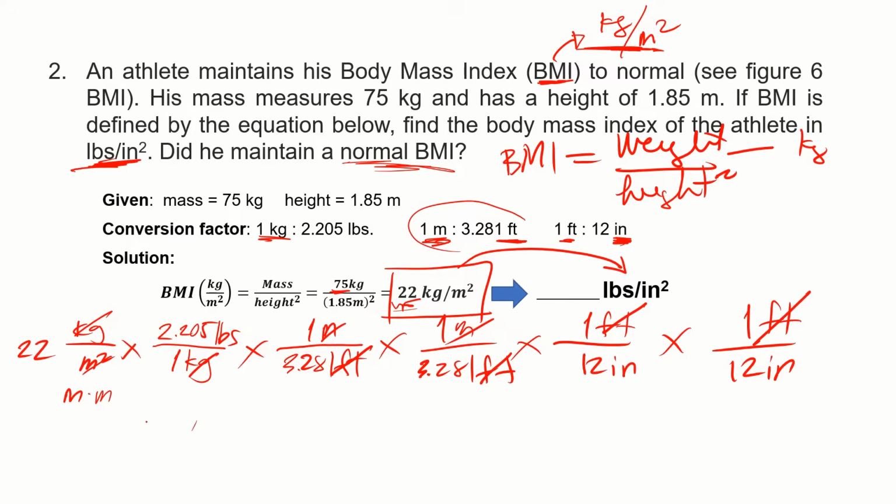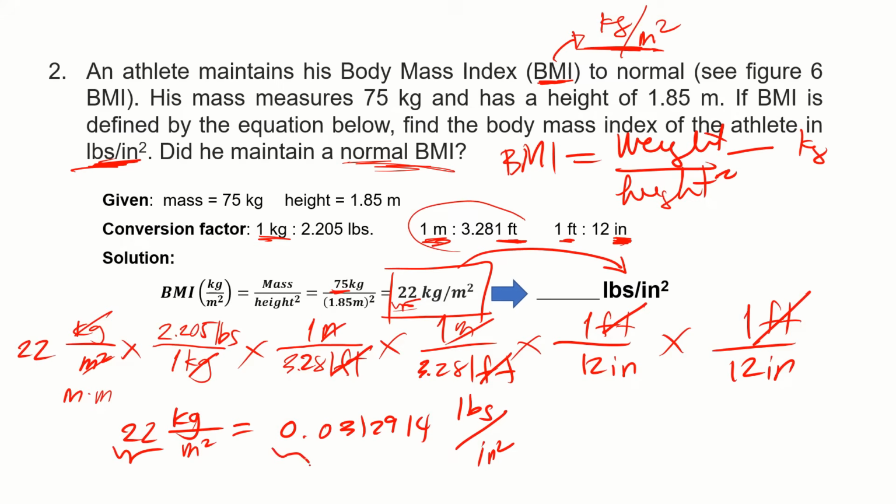So, yung final answer na natin ngayon is that 22 kilogram per squared meter is equal to 0.0312914 pounds per squared inches. However, since doon sa original value natin, meron lang tayong 2 significant figures, we need to express this also into 2 significant figures. So, ang magiging final answer natin dyan is that 22 kilograms per squared meter is equal to 0.031 pounds per squared inches.